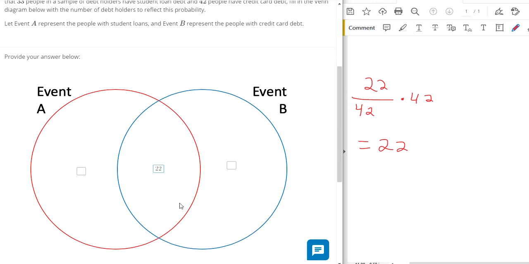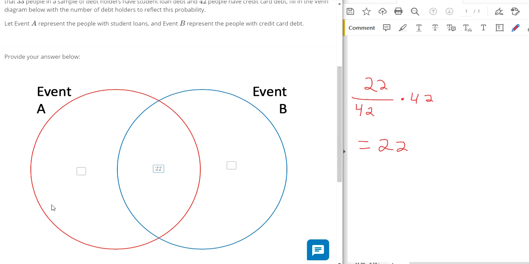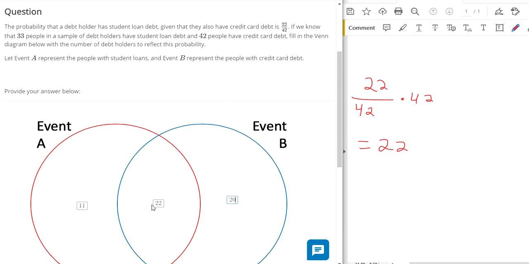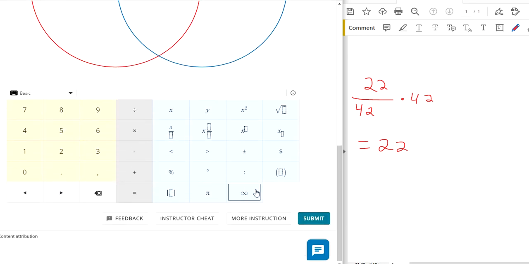So what that means is that we have 22 people in the center, and if 33 people have student loan debt, that means 33 people fit in this circle here, 22 fit in the center, and 11 must fit over here. That way the two add up to make 33 for event A. Now there's 42 people total for the blue circle. 22 were in both. That means 20 need to go over here. That way it adds up to 42. So 20 plus 22, that makes 42, just like it's supposed to do. 11 plus 22, that makes 33. The key there is figuring out that center value first. That way you can subtract it from those other totals.